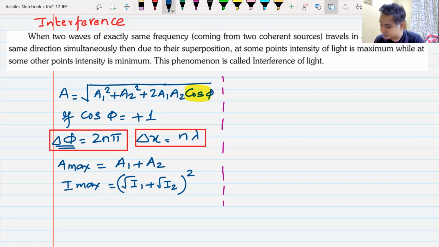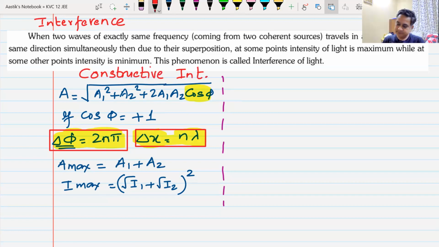This type of interference where you have maximum amplitude or maximum intensity occurs where the phase difference is 2n pi or the path difference is n lambda. This type of interference, my dear friends, is known as constructive interference. Constructive interference. Do we understand this?